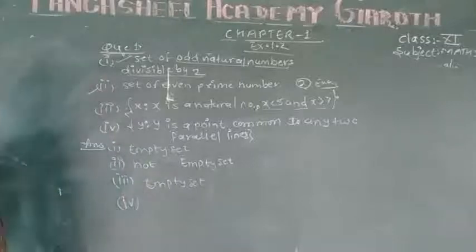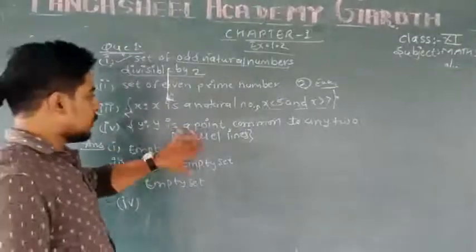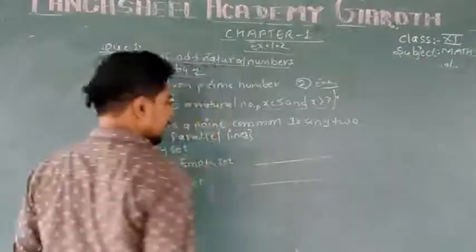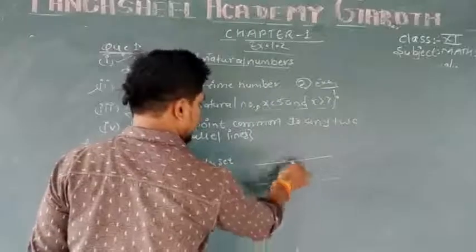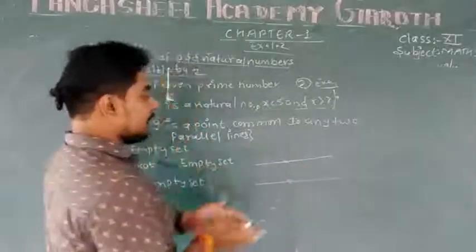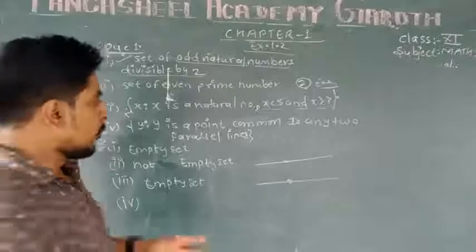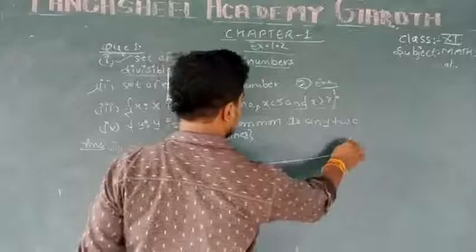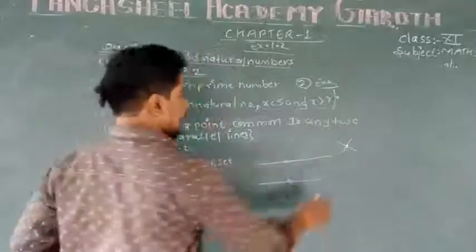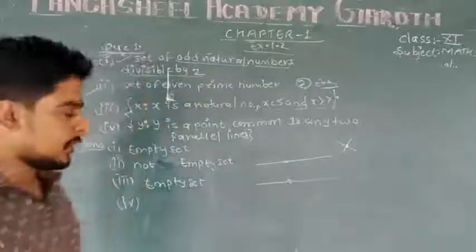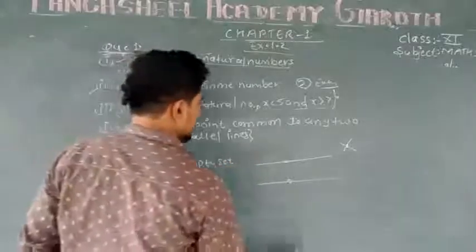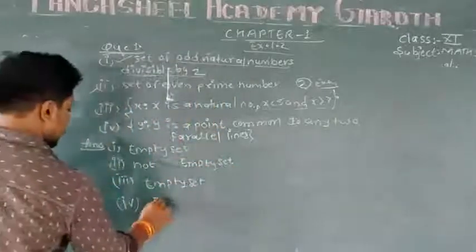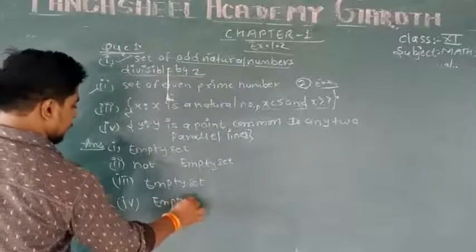In the question number 4, y is such that y is a point common to any two parallel lines. Suppose these are two parallel lines, there is no point in both the lines which is common. If it were talking about intersecting lines, then there is one common point, called the intersection point. But here there is no point which is common to the parallel lines. Therefore, this set is also empty set.